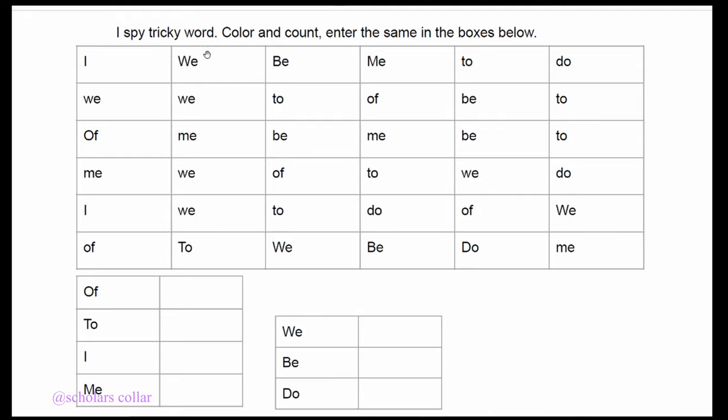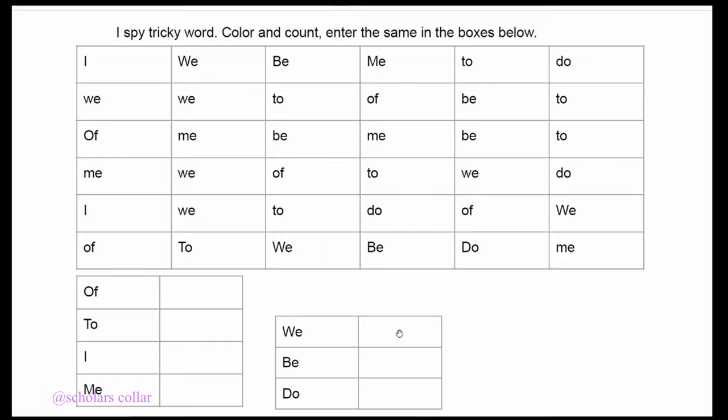So here we have we, and we have we here, and we here, and we here, and there's one here too. Oh, and we have one here too, so don't want to miss those. So all you're going to do is either color them, dot them, or circle them, and then you're going to write it down here. Isn't that simple?